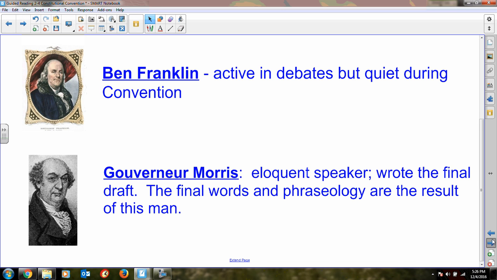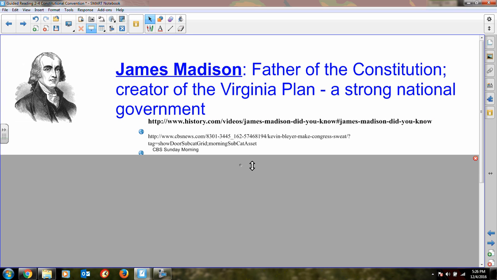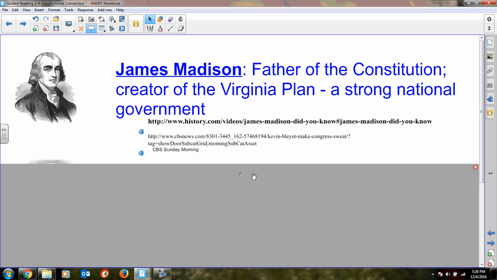All right, for the next screen we have James Madison. James Madison is considered the father of the Constitution. He is the one that created and brought the Virginia Plan to the convention to discuss. He believed in a strong national government. Now, when we have class next week, we will be looking at the video links that are here. Right now, my goal is just simply for you to get the information down about the different plans. So flip your paper over.